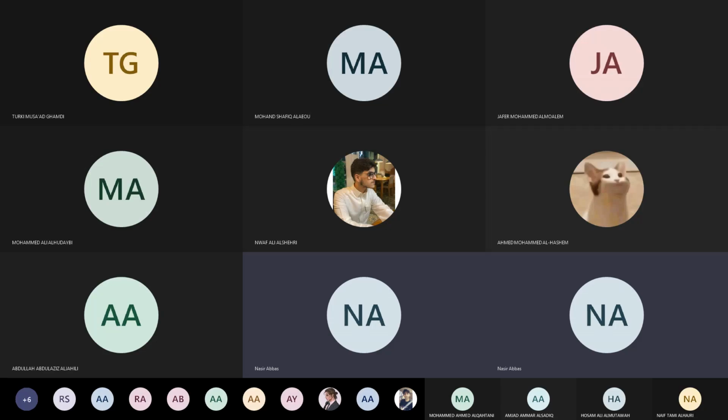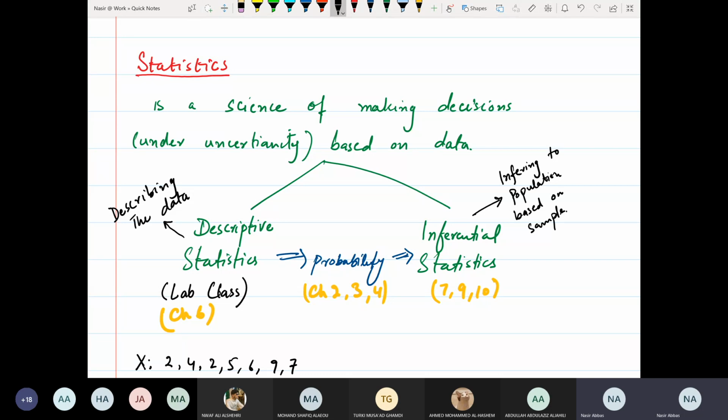The word is statistic without the letter S, and that word is different from statistics. So this statistics is a subject or a science. That word will be statistic, and that will be completely different from this statistics. So keep this in mind for later chapters like chapters 8, 9, and 10.